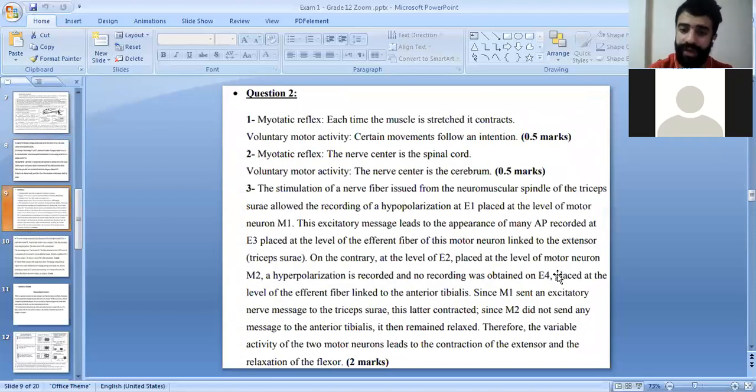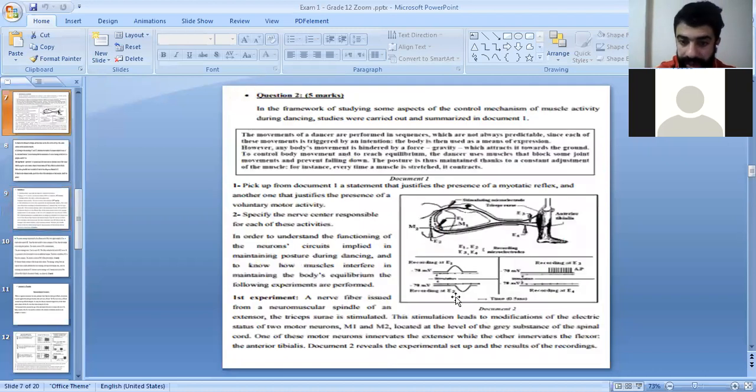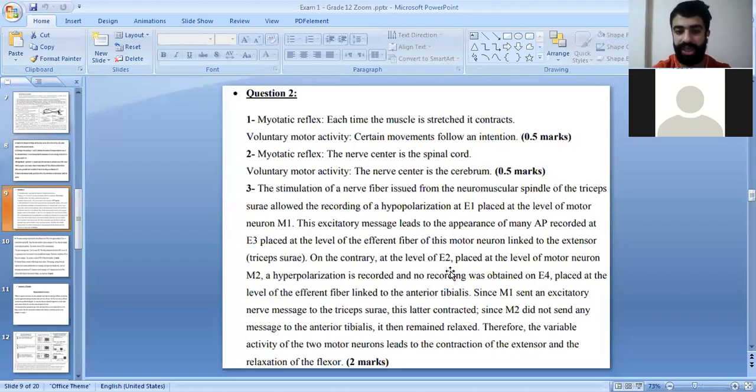While at the level of E2, at the level of the motor neuron M2, we have hyperpolarization. Hyperpolarization: polarization is negativity, hyper means an increase in the negativity. So this explains this case. This is the hyperpolarization, while in the first one, at the level of E1, motor neuron M1, we have the hypopolarization. So hyperpolarization was obtained and no recording was obtained at E4.